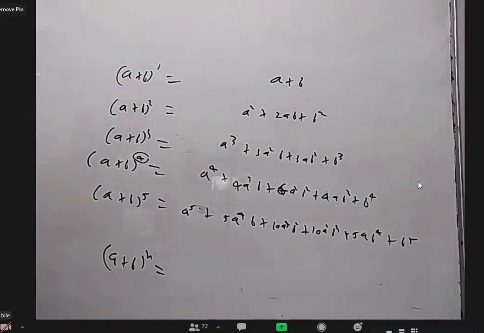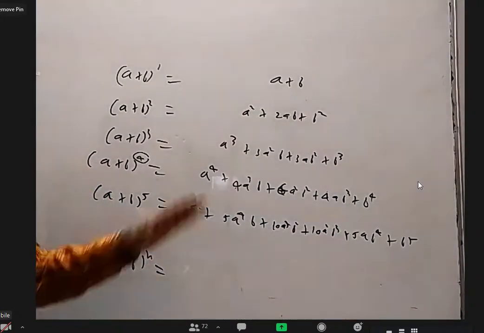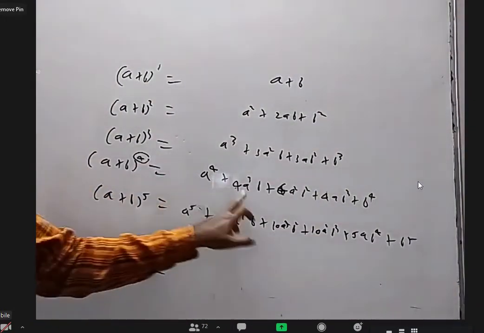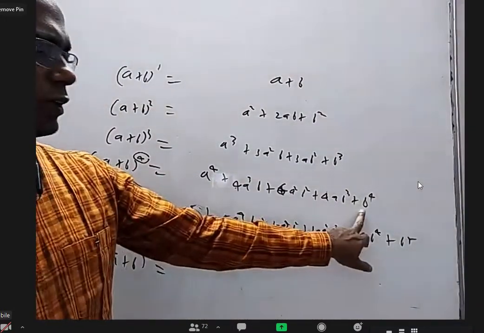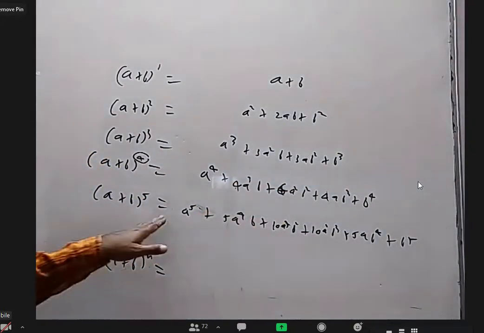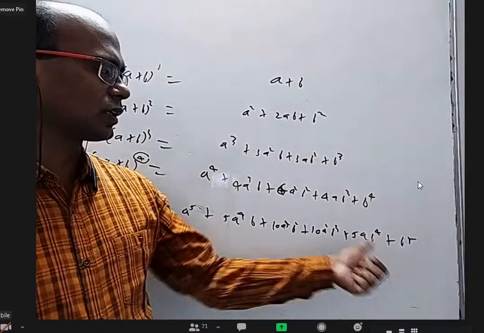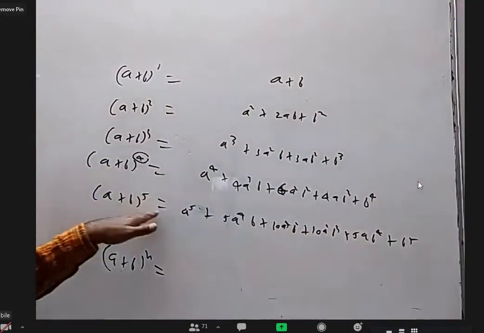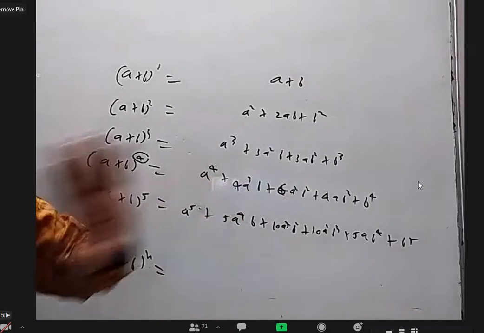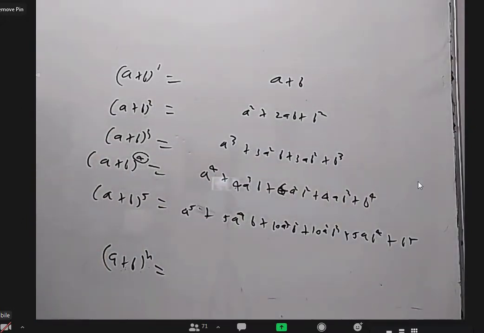Next, you can see the power of a is decreasing. a power 4 and no b at all. Next a cube, next a square, next a, and here no a at all. It's like a power 0. Power of b is increasing. No b here. Power of b is 1 here, 2 here, 3 here. So power of a is decreasing, power of b is increasing. But the sum of the powers of a and b is every time the same. Okay.